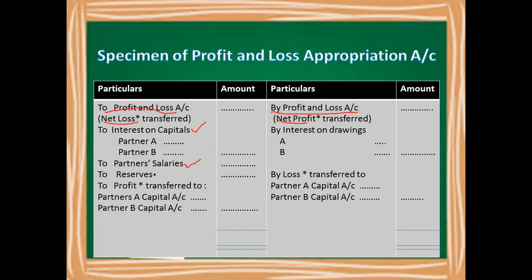And if there is any provision of creating reserves, where partners have agreed that reserves are to be created for future contingencies, then out of profit these reserves will be created. So out of whatever profit a firm has generated, some amount is given to the partner in the form of interest on capital. If the deed provides, some amount is given to the partner in the form of salary, commission, or bonus. Some part is transferred to reserves.